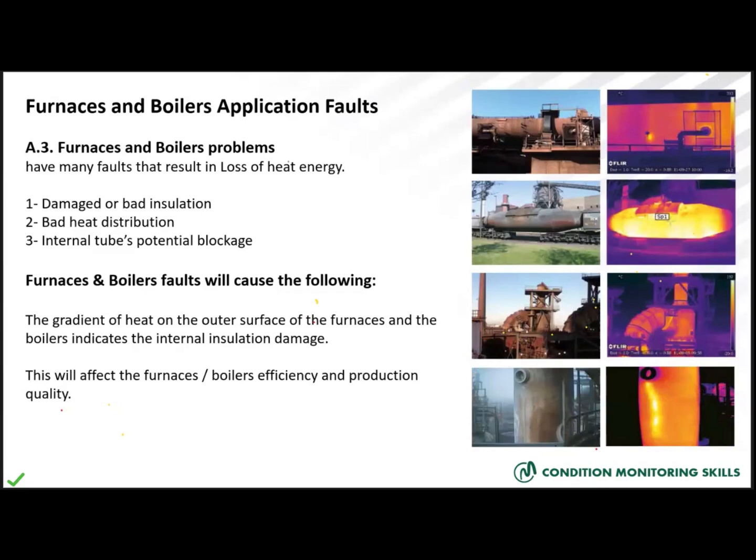Okay, so the third type of application is furnace and boiler faults. In order to detect faults in very high temperature applications like furnaces or boilers, you may utilize infrared thermography. We have many faults that result in a loss of heat energy. Damaged or bad insulation can be detected using infrared thermography, as well as bad heat distribution, and internal or potential tube blockage.